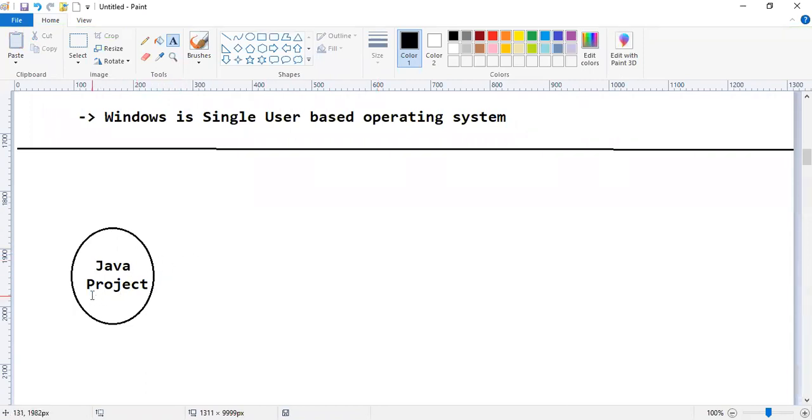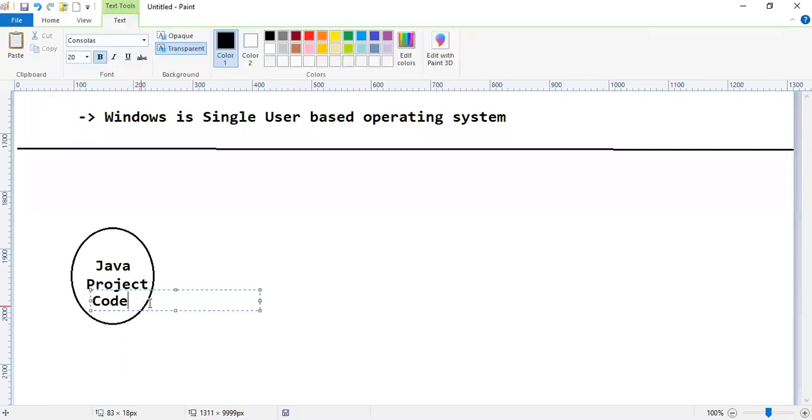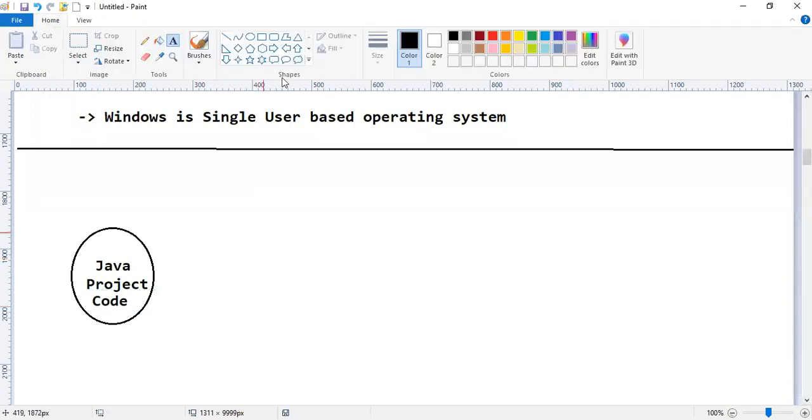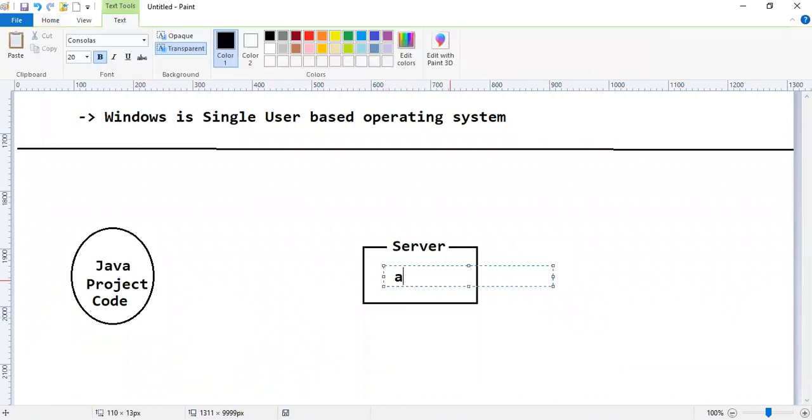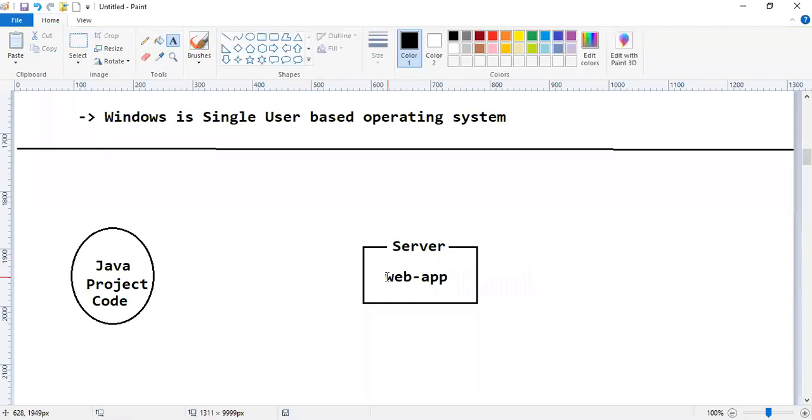For the Java project, the source code is available, guys. Now I want to run this project. Where are we going to run it? We need to set up one server in order to run our project. As an example, we are going to use the Apache Tomcat server. Whatever source code is available, we will package it and keep that code in the server. That is my web application code, and I'm keeping it in the server.